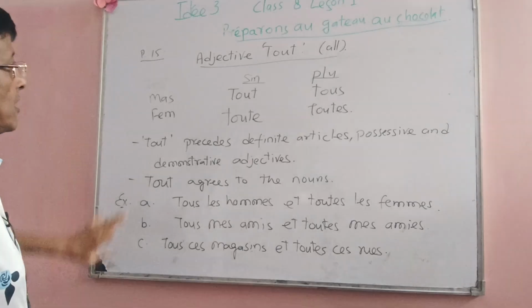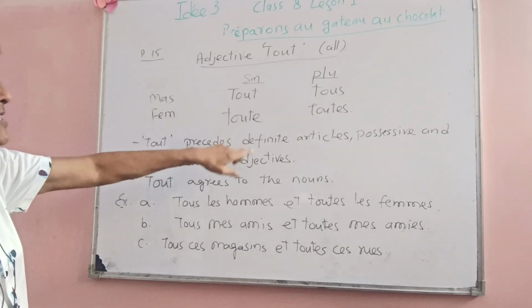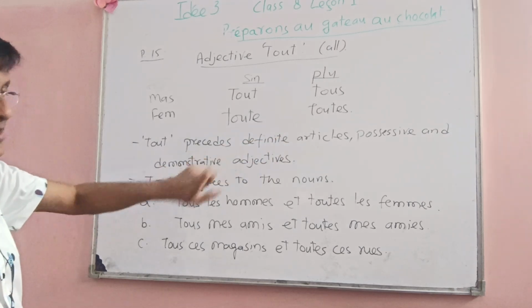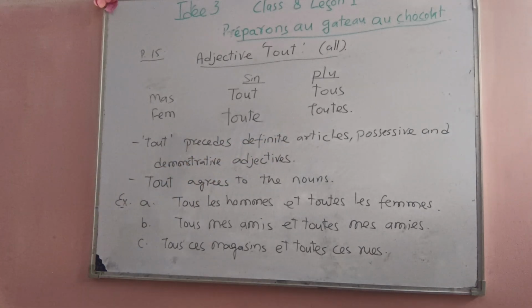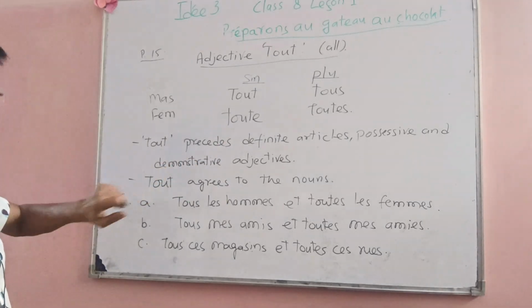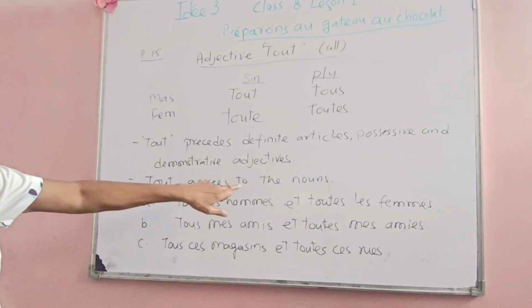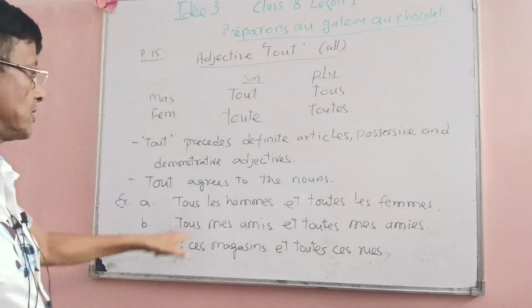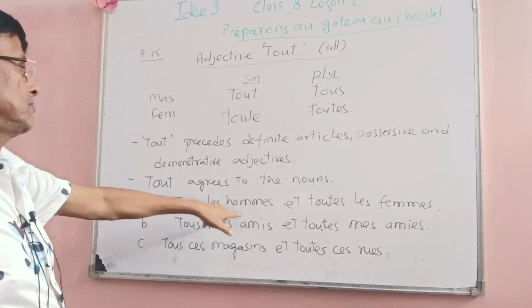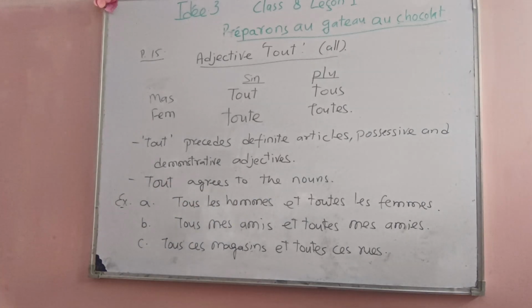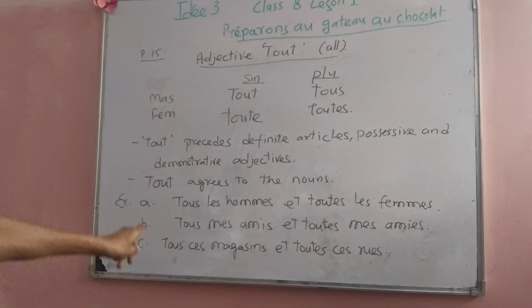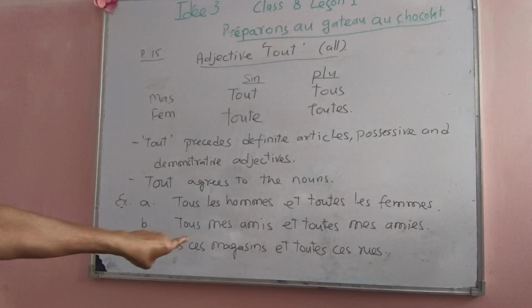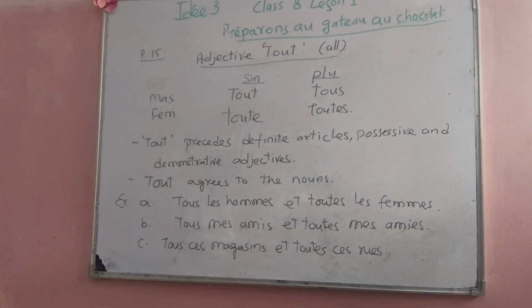What are the specialities of this tout? Tout precedes definite articles, possessive and demonstrative adjectives. Tout always precedes the definite articles, possessive and demonstrative adjectives, just like that. And tout agrees with the noun. Tous les hommes et toutes les femmes. This is the definite article, and these are nouns. Tous les hommes et toutes les femmes. All the men and all the women. B. Tous mes amis et toutes mes amies. Tous mes amis, all my friends. A-M-I-S, amis, masculine. All my friends et toutes mes amies.